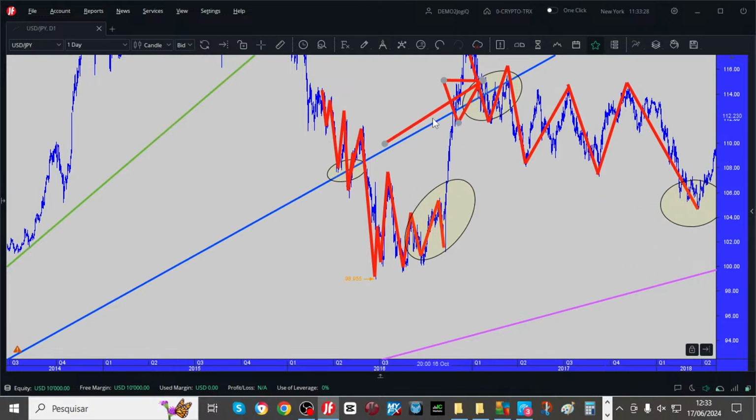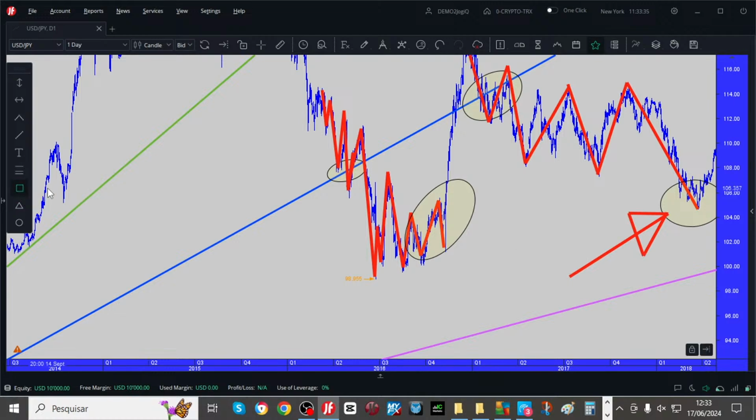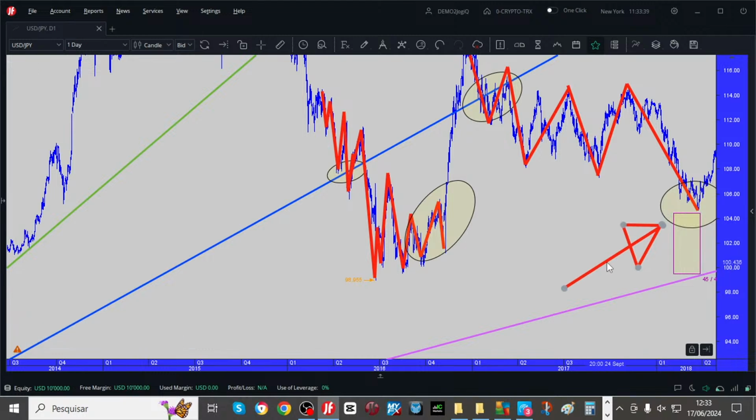The money, talking about the blue line, right? The money is being made from here to here. Now we are here, and we are not far away from the short-term uptrend line.